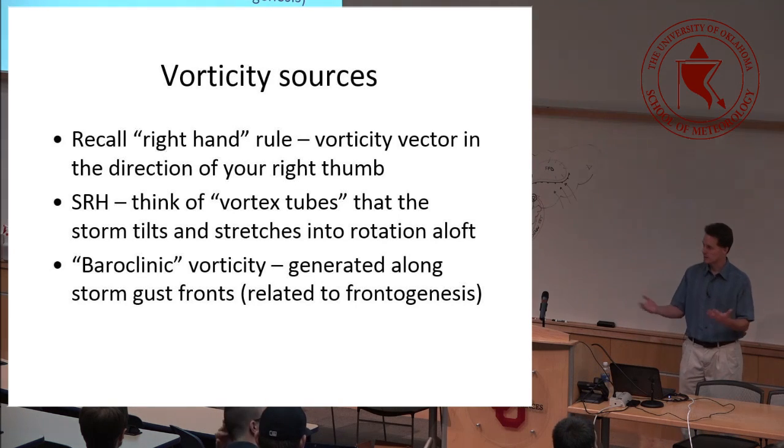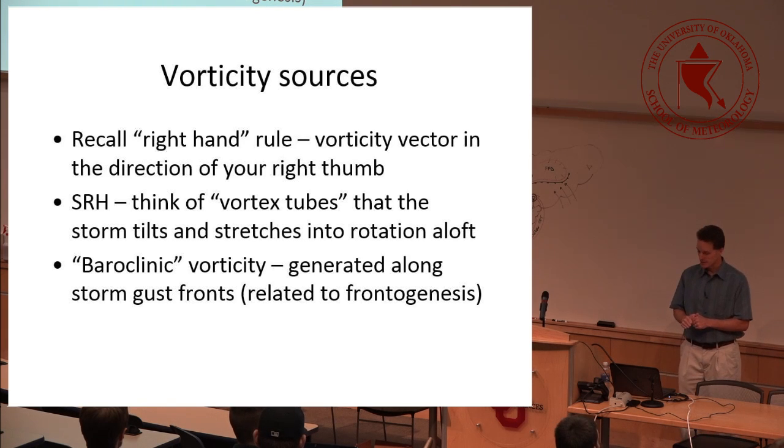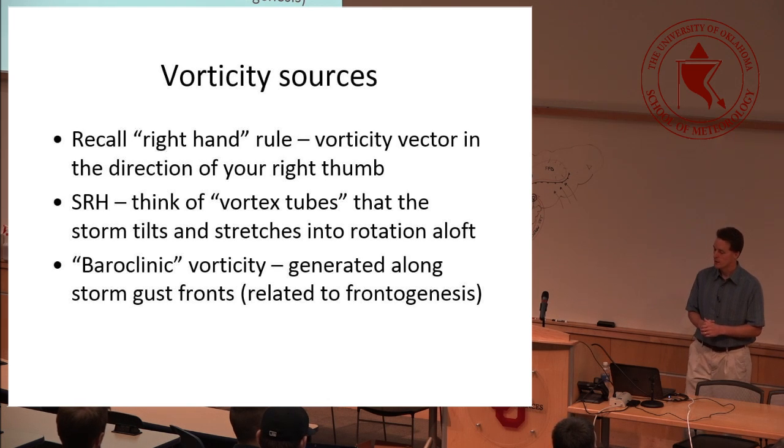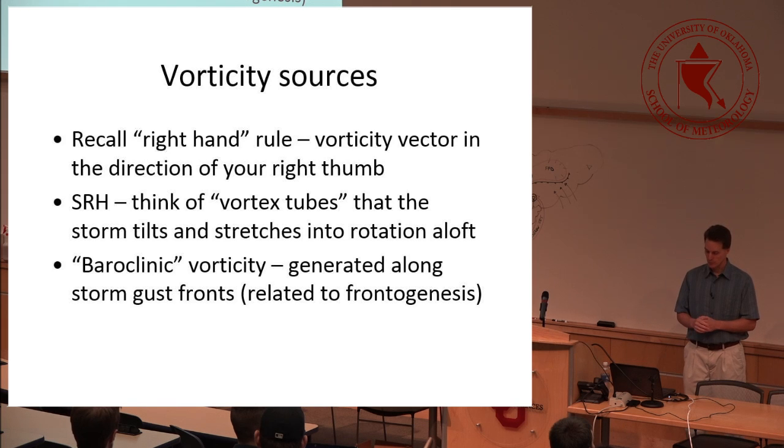Okay, so again, just think back to the vorticity sources. We've got the right-hand rule. You've got the vorticity vector in the direction of your thumb. You think of storm relative helicity, which is, we talk about measures of vertical shear. That's one of them. That's a way to quantify the magnitude of these vortex tubes.